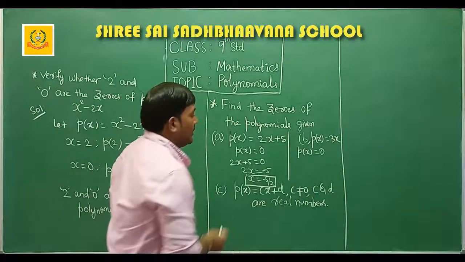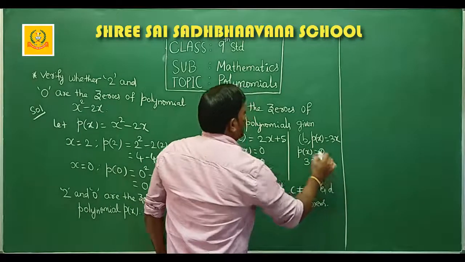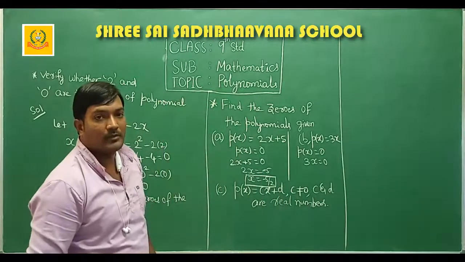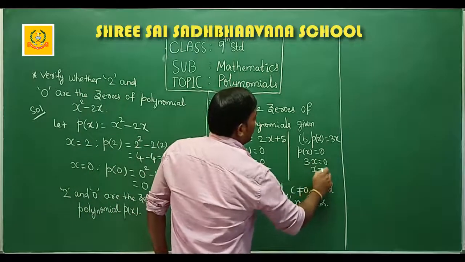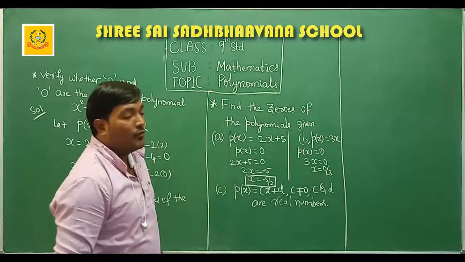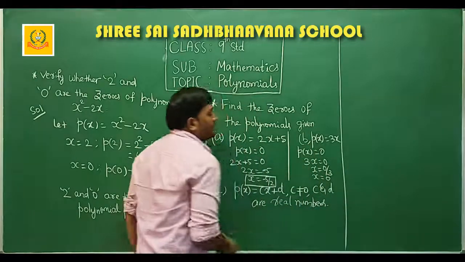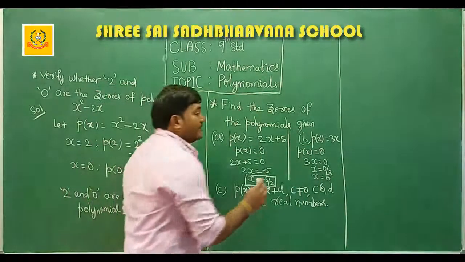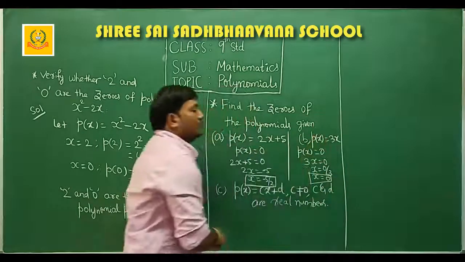The procedure remains the same. When you equate p of x to 0, 3x is equal to 0. When you made 3x equal to 0, what is x? 0 divided by 3, correct? When 0 is divided by 3, what will be the value of x now? 0. So x is equal to 0. It means 0 itself is the 0 of that polynomial.